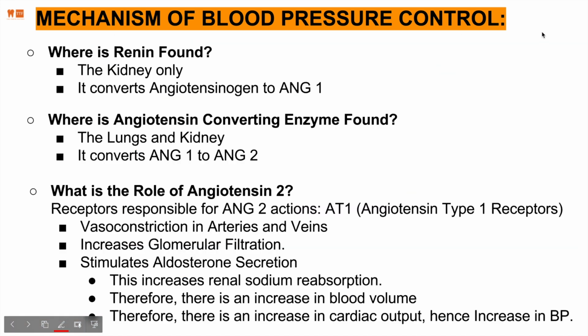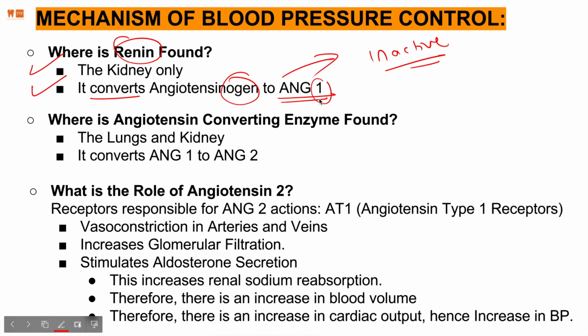The mechanism of blood pressure control. Where is renin? The kidney controls renin, it originates renin, and its job is to convert angiotensinogen to angiotensin 1. Okay, let me break this down for you. Any word that you see with ogen or nogen, angiotensinogen, this is inactive. Okay, let's write that down.